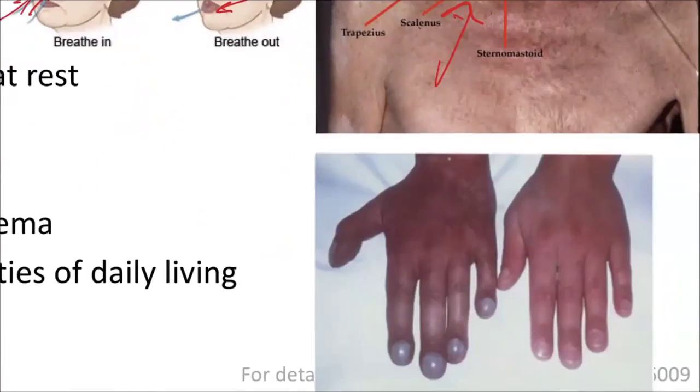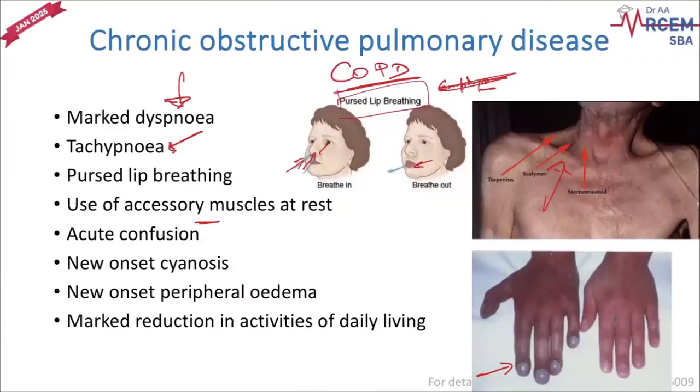COPD can lead to type 2 respiratory failure, so they start retaining carbon dioxide. Cyanosis can be seen, along with some amount of clubbing. Over a longer time, this can put pressure on the right ventricle, resulting in right heart failure and pulmonary edema.